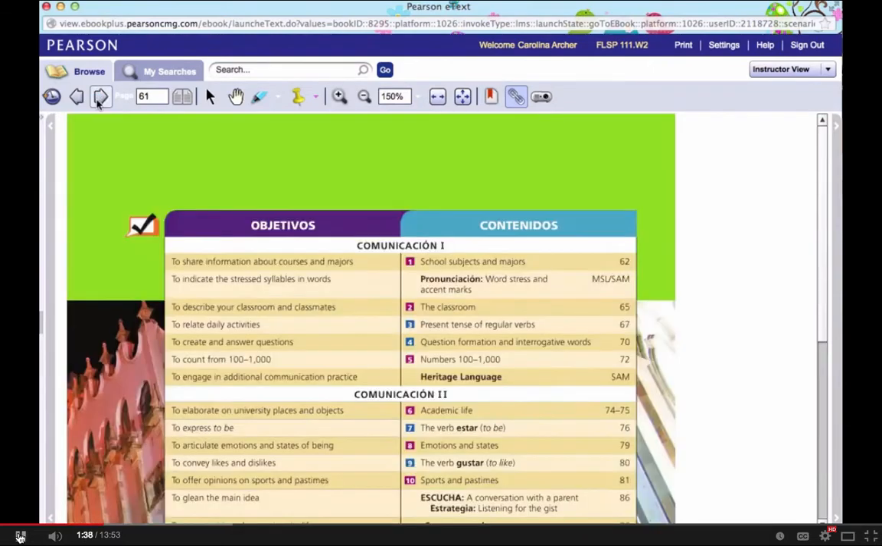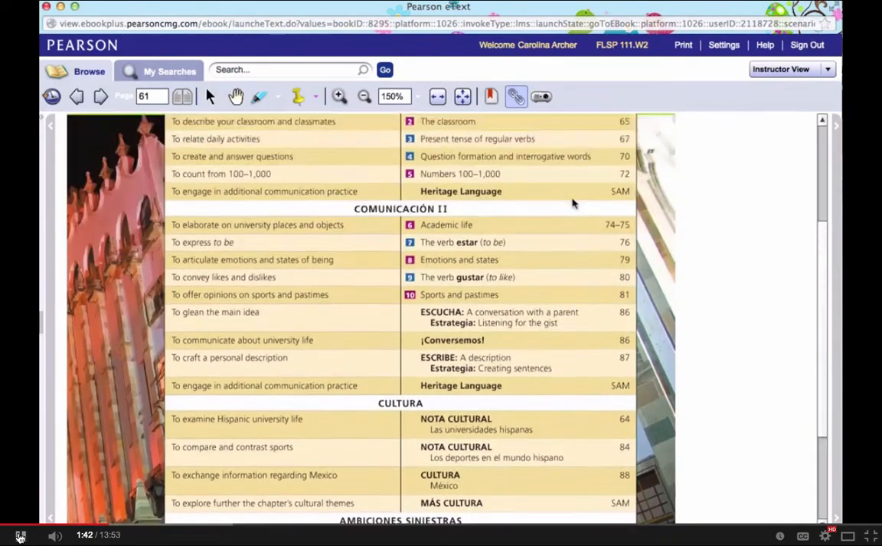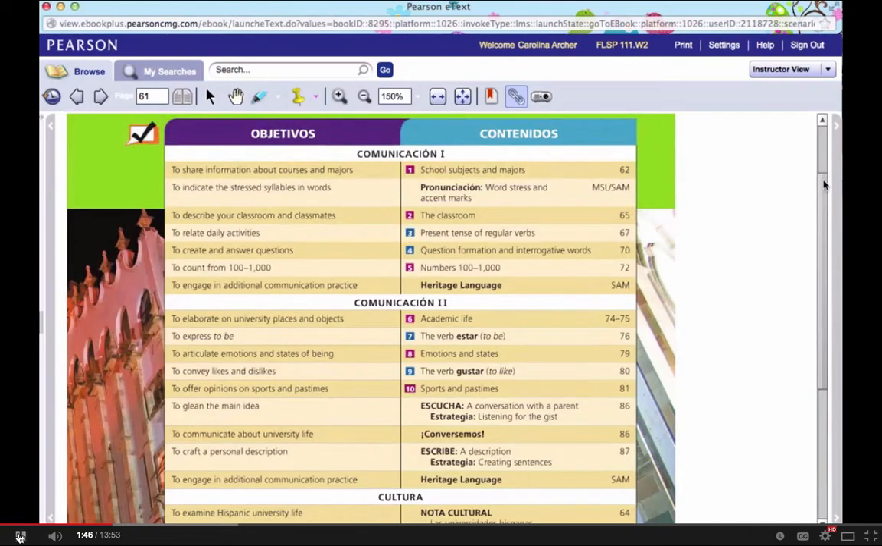We're going to look at what we're going to be learning in this chapter, the objectives. I don't really know how to scroll this. Okay, objetivos y contenido. We're going to learn to share information about courses and majors, to indicate, we're going to work on the stress in the words, the accents, describe classroom and classmates, relate daily activities, create and answer questions, and numbers from 100 to 1,000.